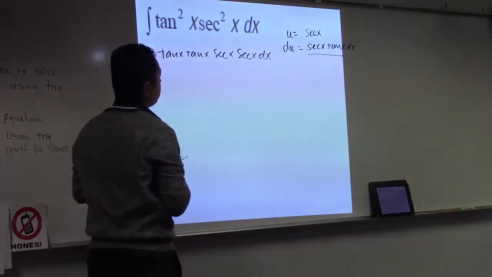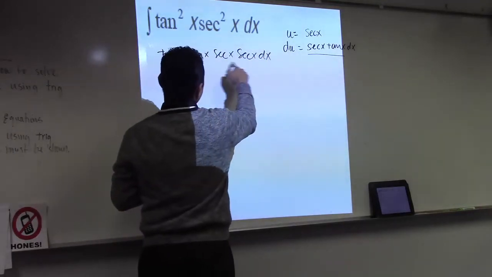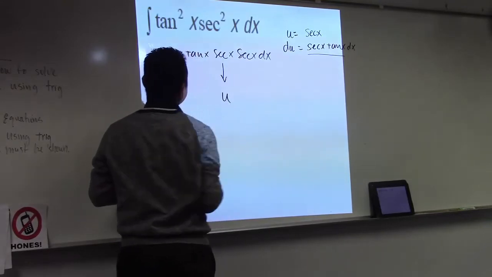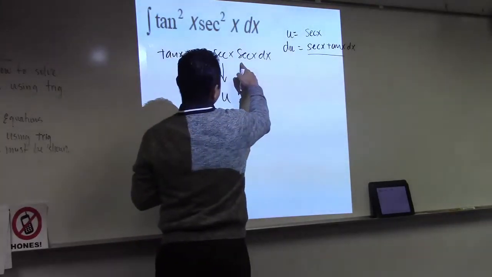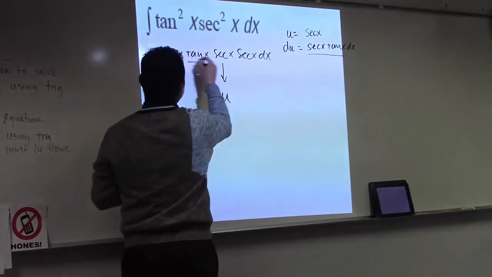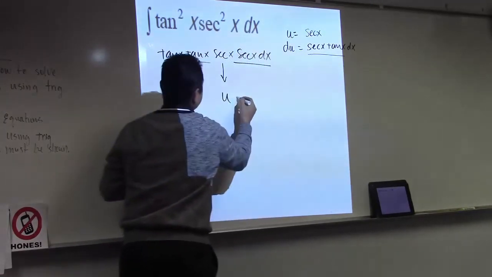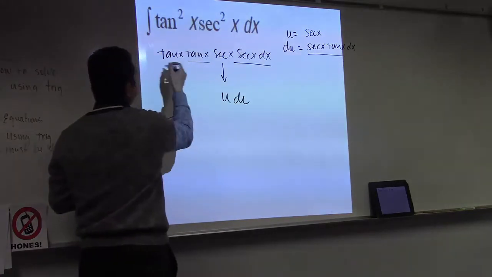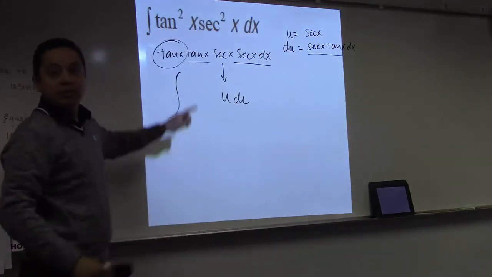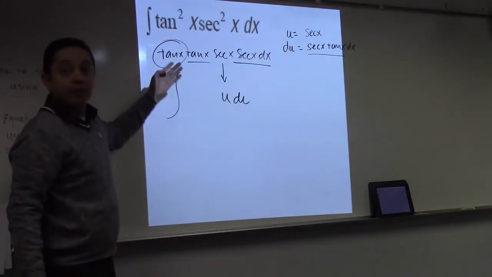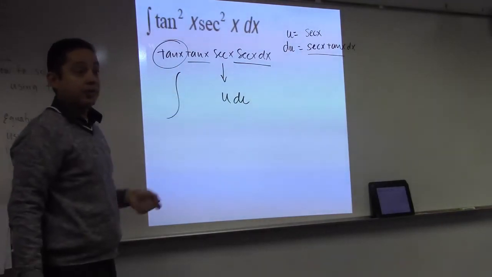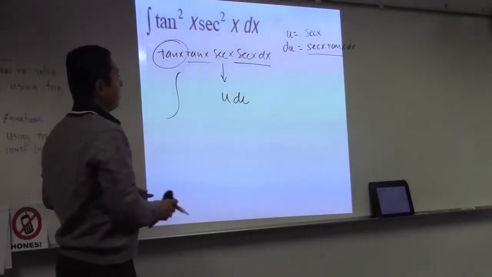So let's start replacing. That one can be a u, a secant x dx and a tangent, that's a perfect match for that, and that would be a du. But you still need to replace that one, and you have no way to replace that one. So it's a no-go on that one.